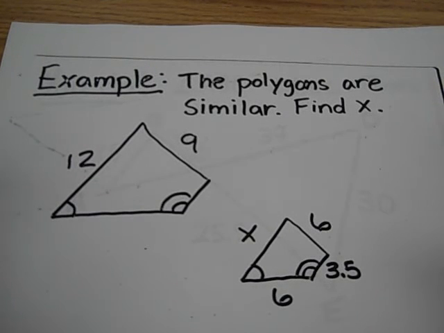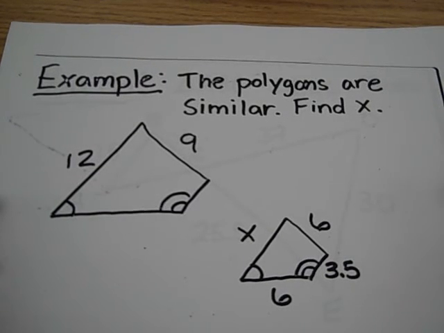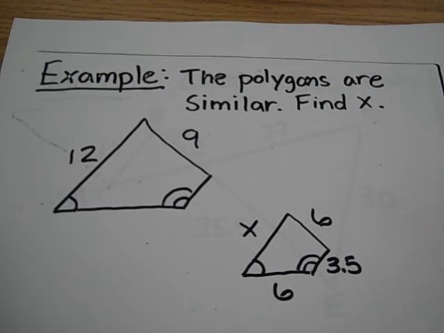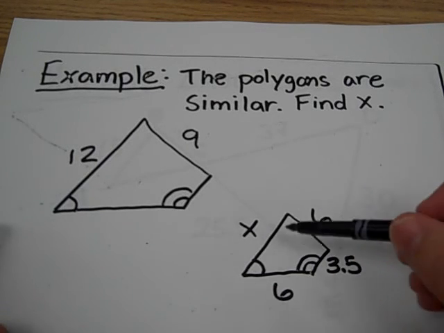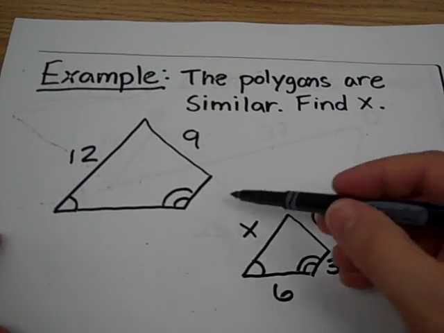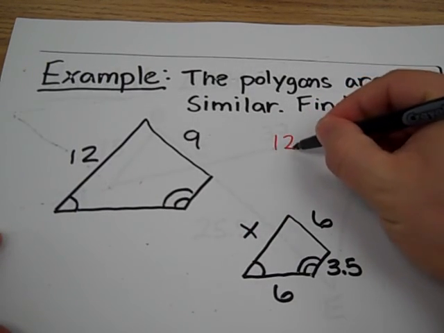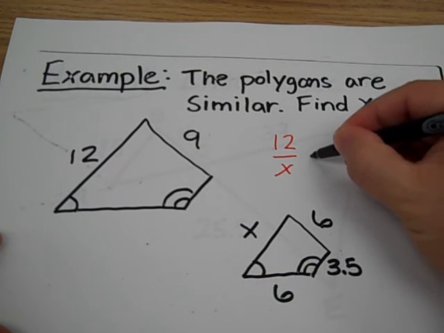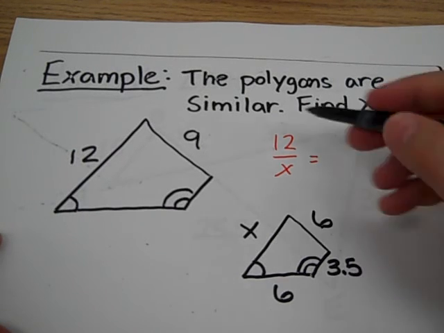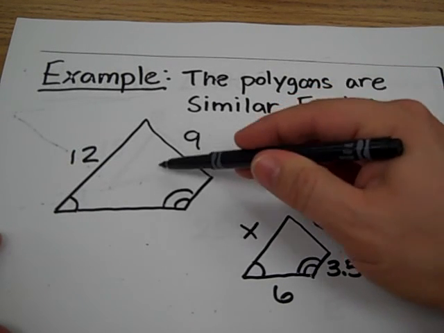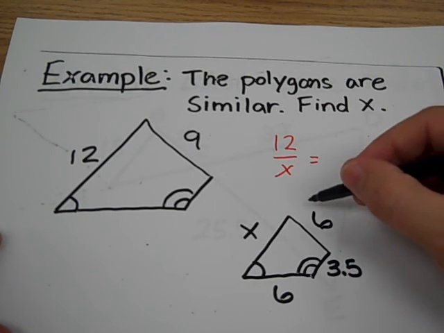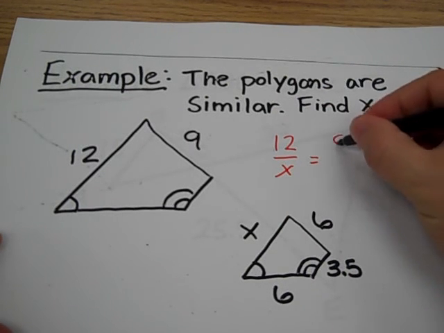So I want you to go ahead and pause here, and I want you to find x in these similar polygons. So here, these polygons are in the same orientation, so I can see this side that's labeled x relates to this side that's labeled 12. So I'm going to write a fraction 12 over x. And then I only have this side labeled 9 in this polygon, so I'll write 9 over the corresponding side, which is 6.